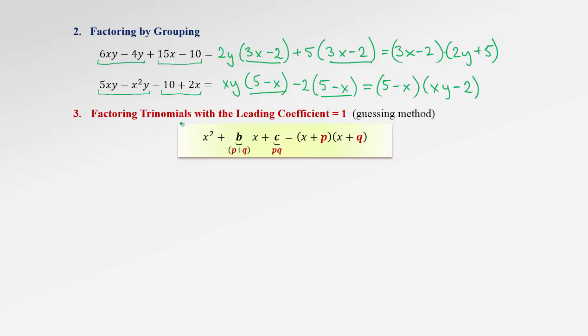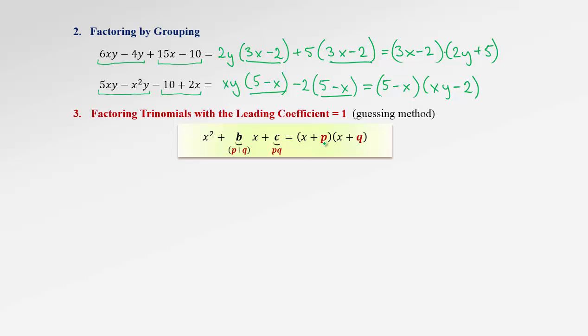The next strategy is to factor trinomials with leading coefficient 1 by using the guessing method. So the idea is to rewrite this quadratic trinomial in the form x plus a certain number p times x plus a certain number q. What do we know about those p and q numbers? So yes, we guess those p and q numbers in such a way that after multiplying we'll get back our original polynomial, but let's observe how we can help ourselves to find those numbers.